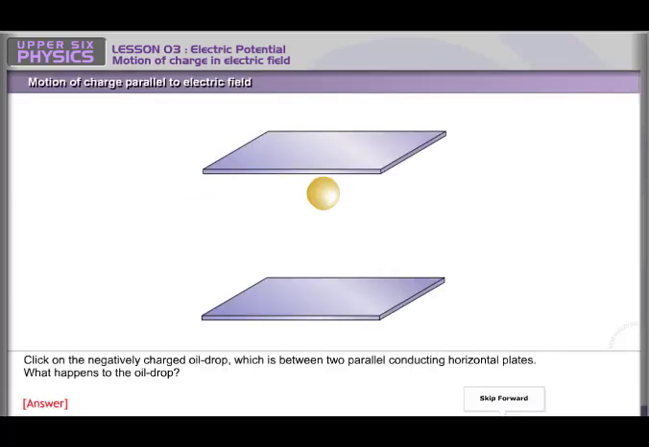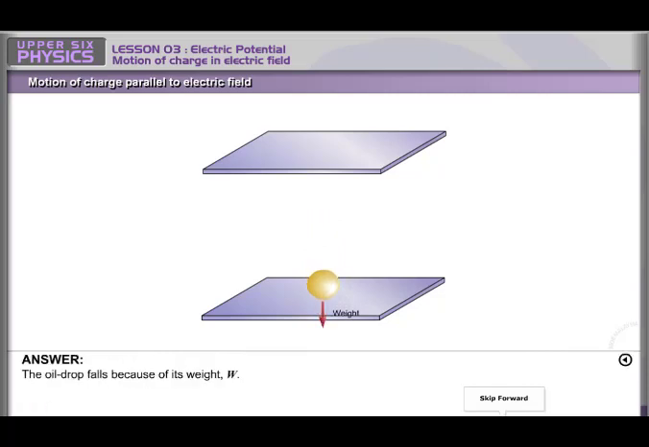Click on the negatively charged oil drop, which is between two parallel conducting horizontal plates. What happens to the oil drop? Answer: the oil drop falls because of its weight, W.